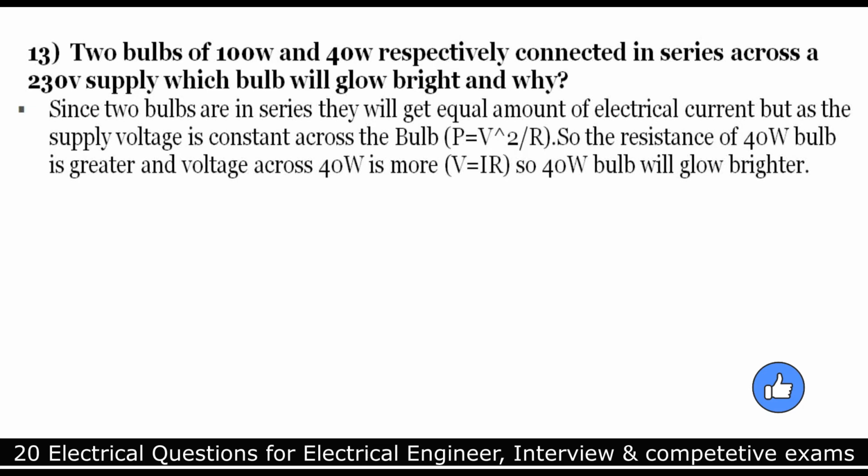Since two bulbs are in series, they will get an equal amount of electrical current, but as the supply voltage is constant across the bulb, P is equal to V squared by R. So the resistance of the 40 volts bulb is greater and the voltage across the 40 volts bulb is more. V is equal to IR, so the 40 volts bulb will glow brighter.